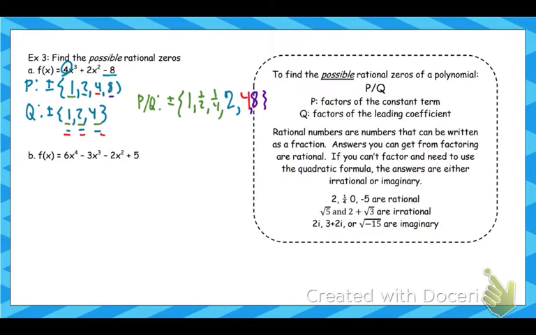All right, let's look at this last one. P, the factors of 5. Q is the factors of 6. And then we do every possibility of P divided by Q.